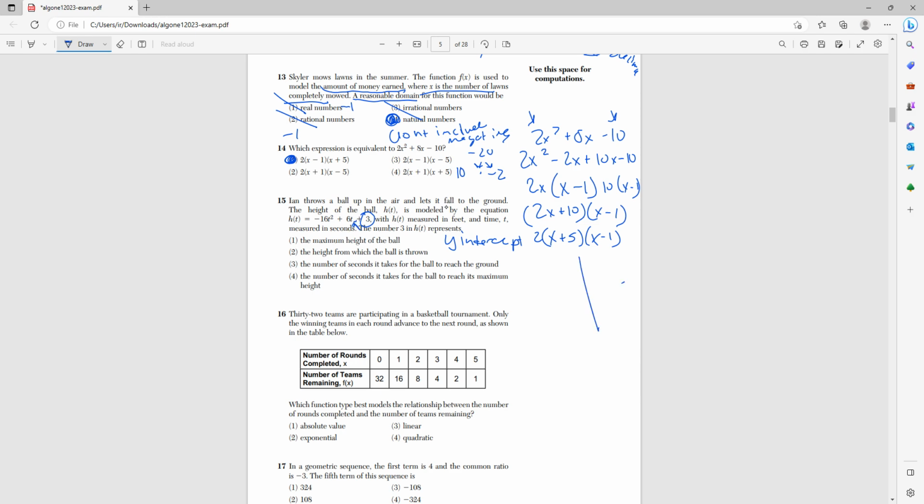So if we were to graph this, and I encourage you guys to graph this. I'm graphing it right now on my calculator, right? So negative 16t squared plus 6t plus 3. What you get is this, right? And of course this is 3. So this confirms that 3 is our y-intercept, right?